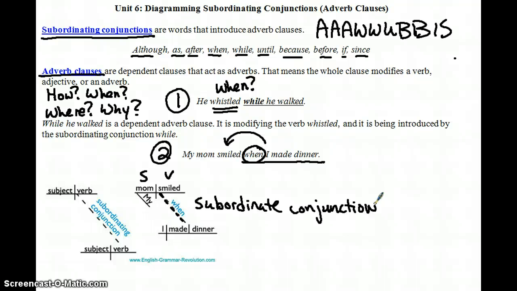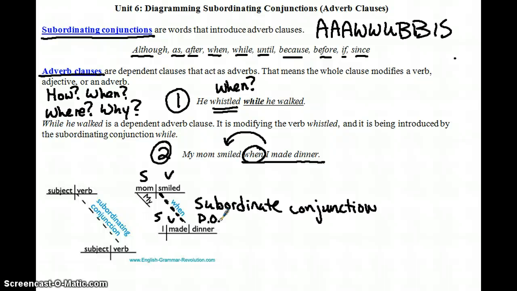And then we simply diagram the other clause underneath the way we would diagram it as if it was its own independent clause. I is my subject. What did I do? I made. What did I make? I made dinner. That's a direct object. So that's how we diagram these. Let's take a look at some examples.